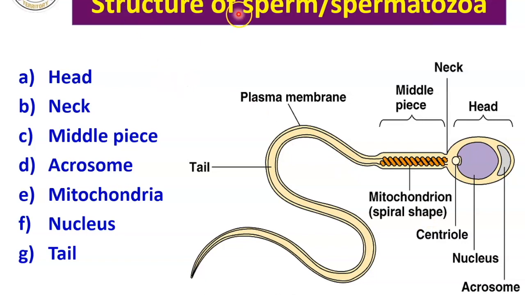This is the structure of sperm or spermatozoa. The spermatozoa can be divided into head, neck, middle piece, and tail. The head consists of acrosome and nucleus, and the middle piece consists of mitochondria.